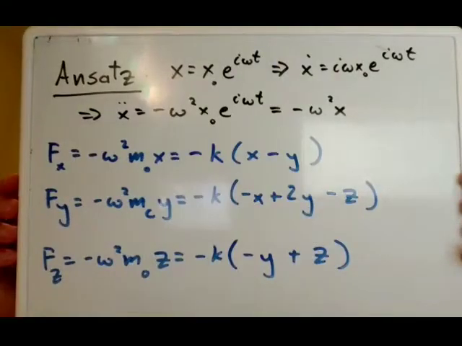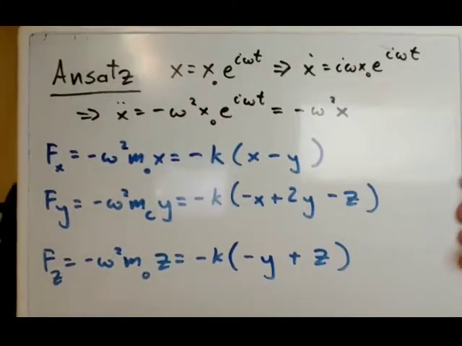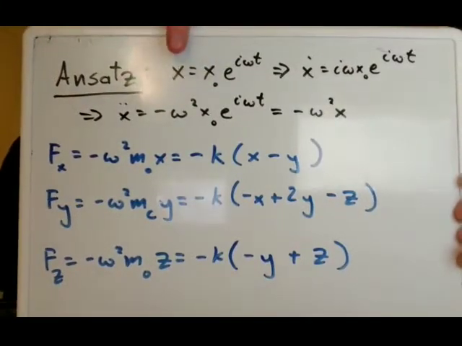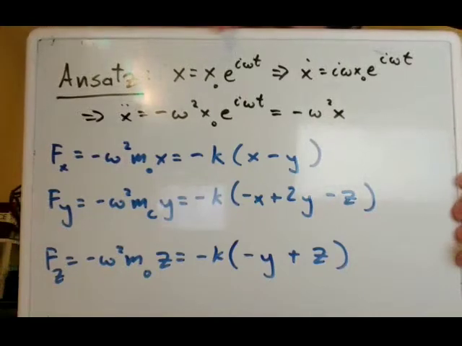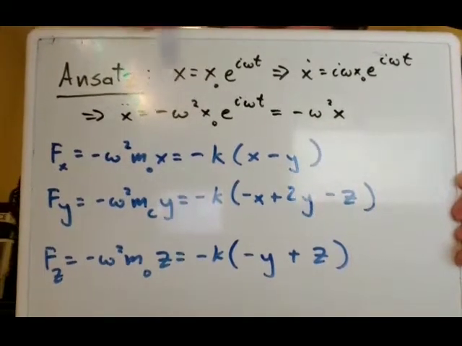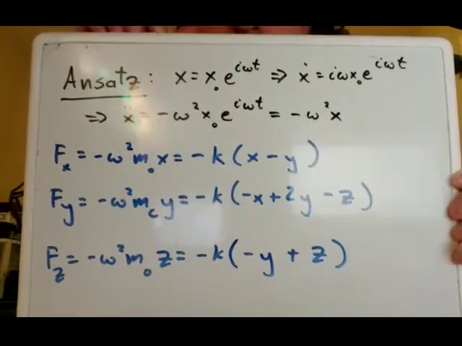From here, we're going to make an ansatz, which means educated guess, and guess that x, the positional function, is equal to x sub 0 e to the i omega t. And when we take the first and second derivative, we end up getting negative omega squared, not w, omega squared.